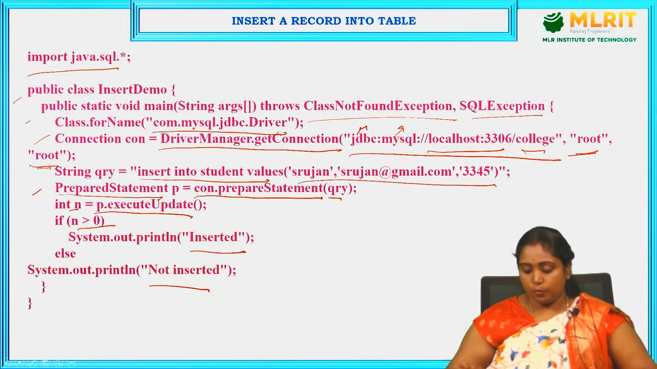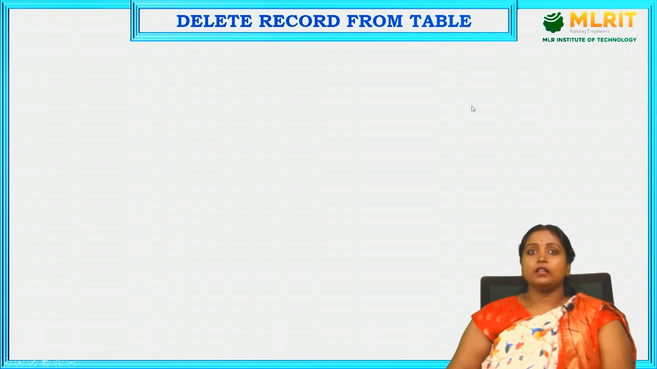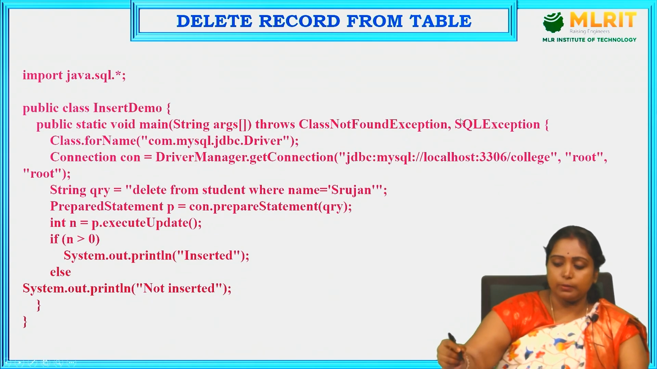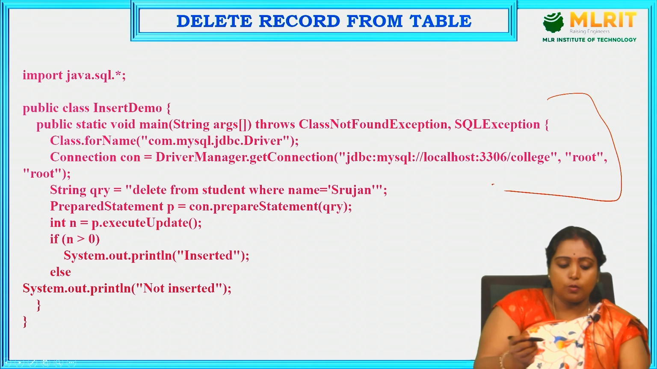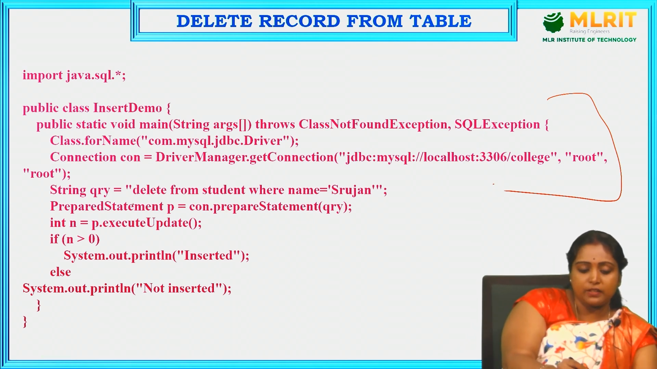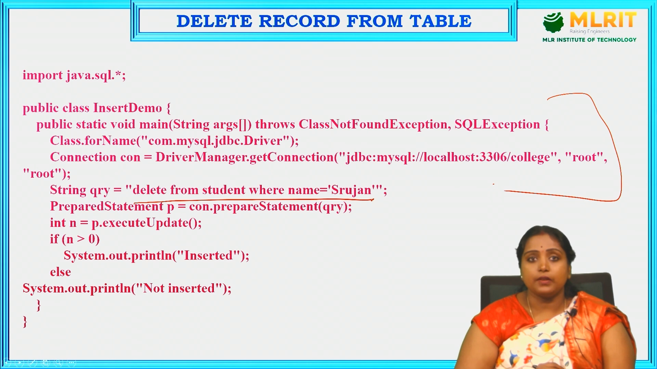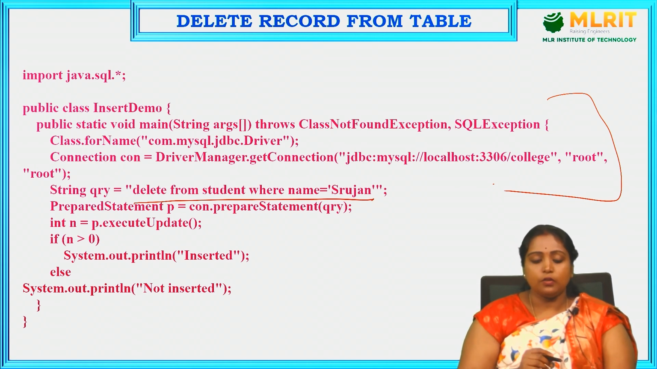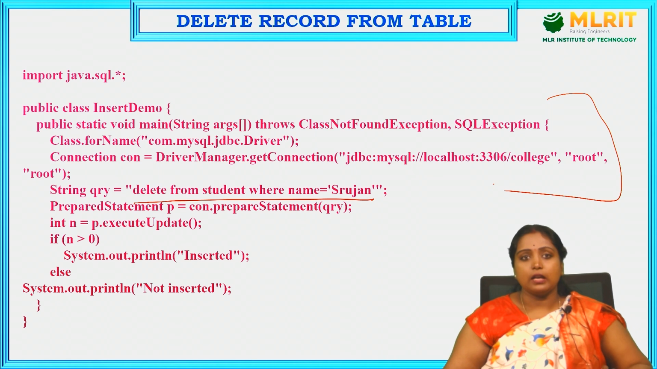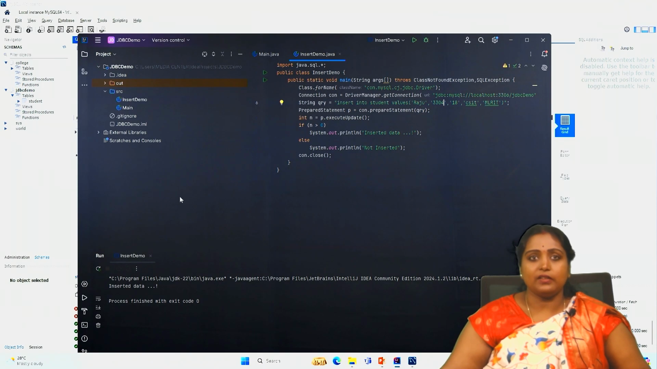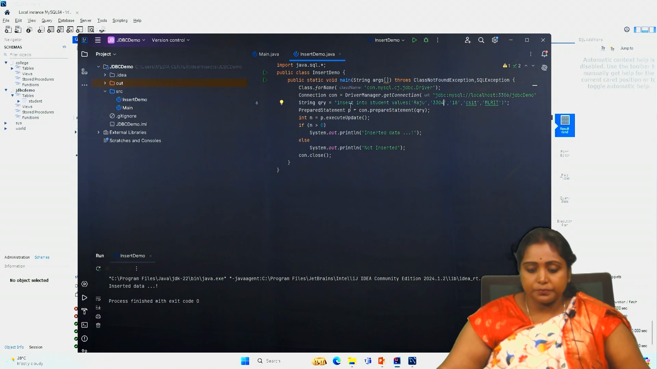So coming to deleting a record from a table. Simply the connection, everything will be same here. Only the change will happen in the query. Delete from student where name equals Srijan. Srijan I don't have, right? So I will have the query like this, and the same thing I will write here.